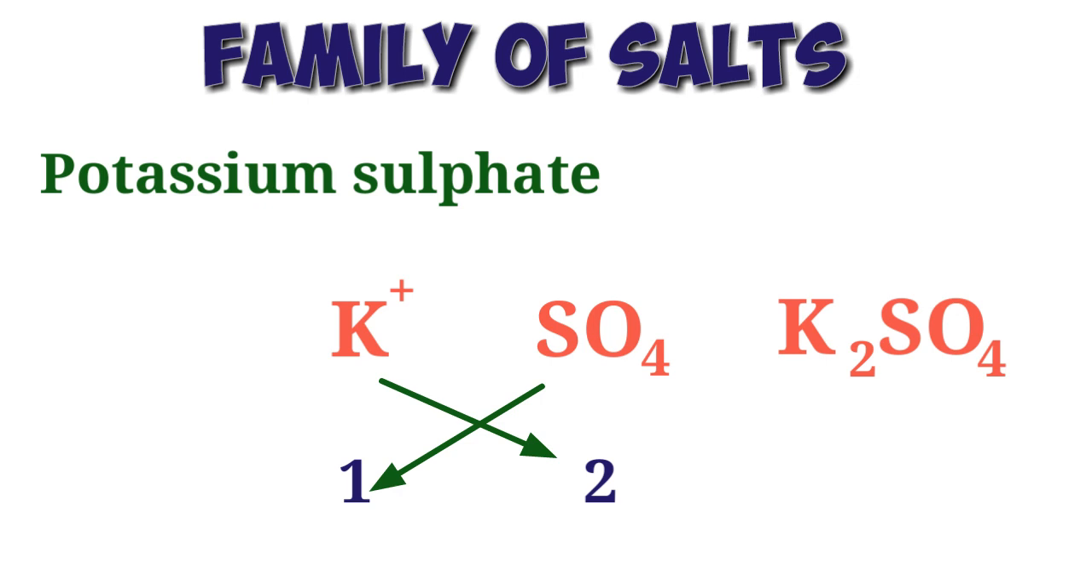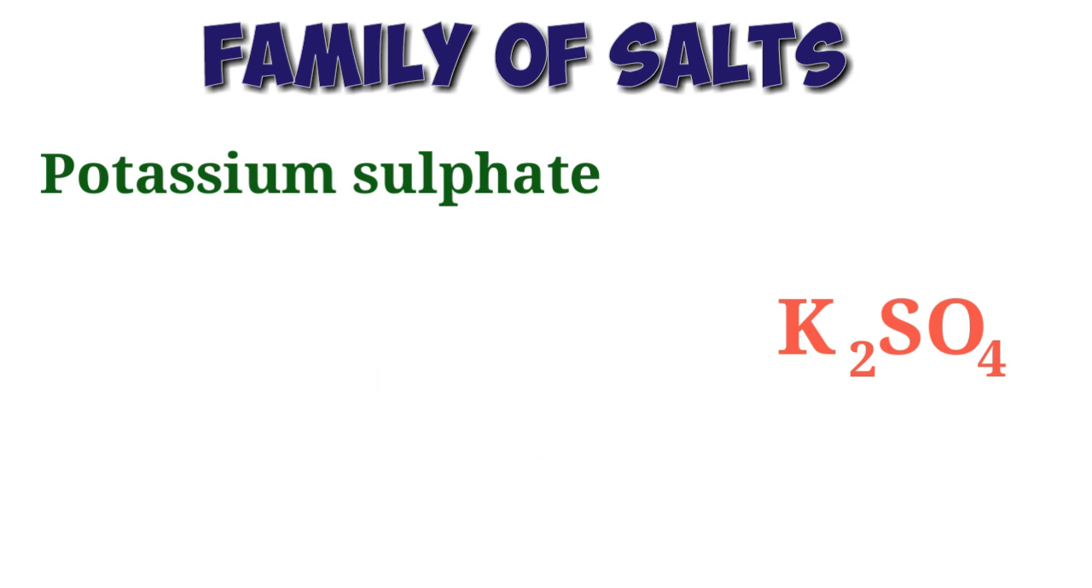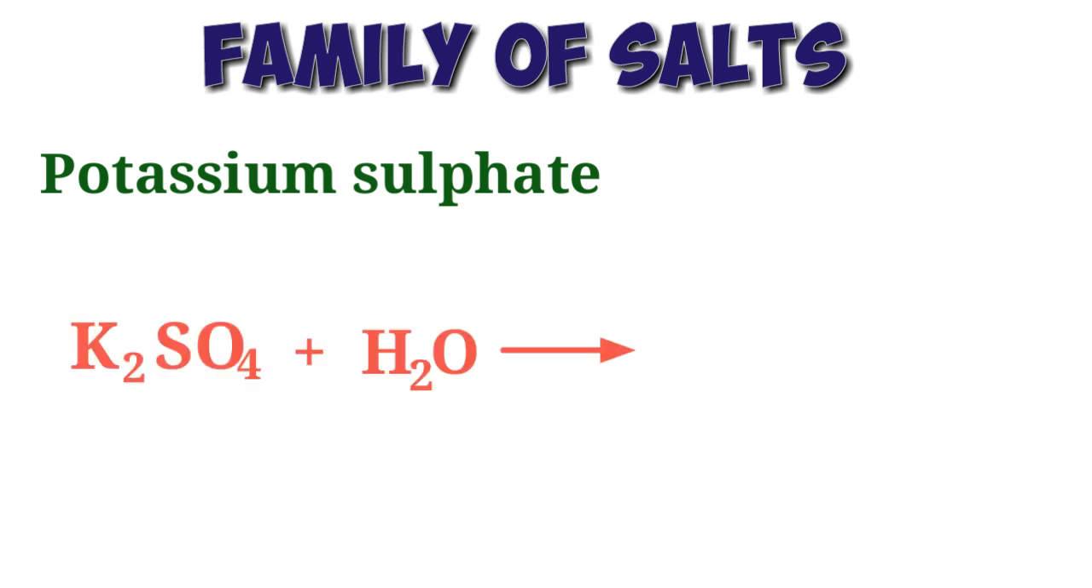Now we want to find out which is the parent acid and parent base of potassium sulphate. For this, we have to hydrolyze the salt. Hydrolysis means splitting up of the compound, here the salt, by the action of water. So K2SO4 plus water. We know that by ionization of water we get H+ and OH-. OH- will move to the positive part of the salt, here K+, and forms KOH.